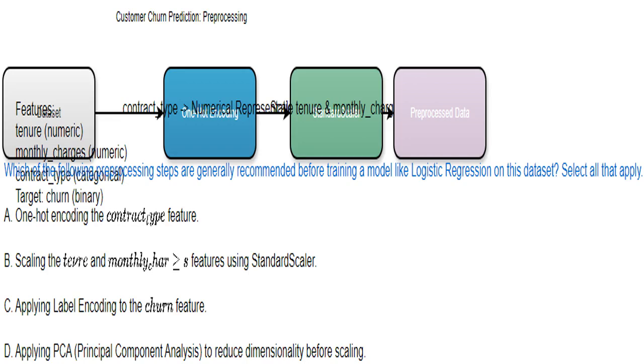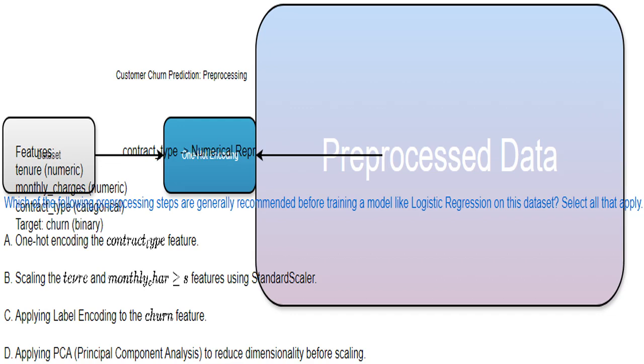I don't need this. CHURN is already binary, 0 or 1. So label encoding is extra work that isn't helpful here. PCA is for reducing the number of features, which is unnecessary in this case. I only have a few features, and PCA should usually be done after scaling anyway, so I'm skipping this one.